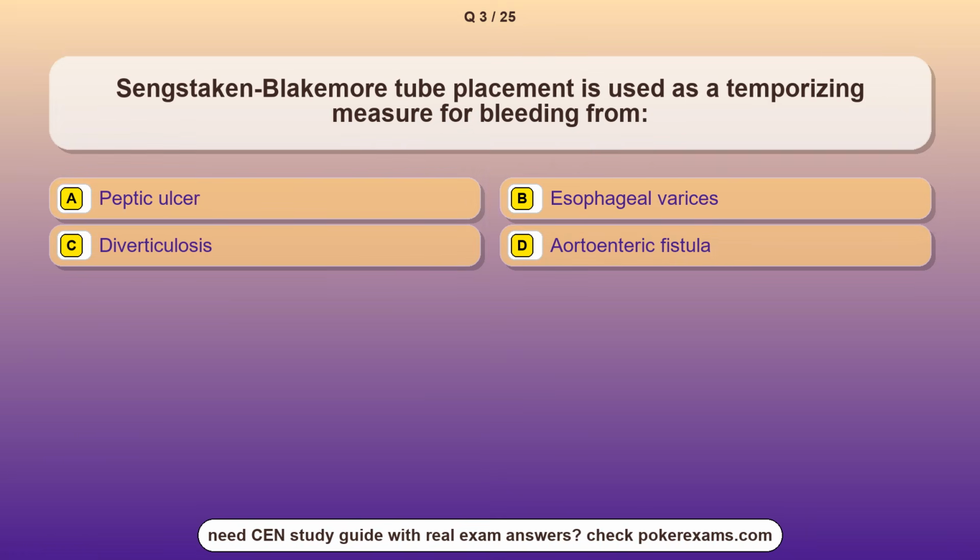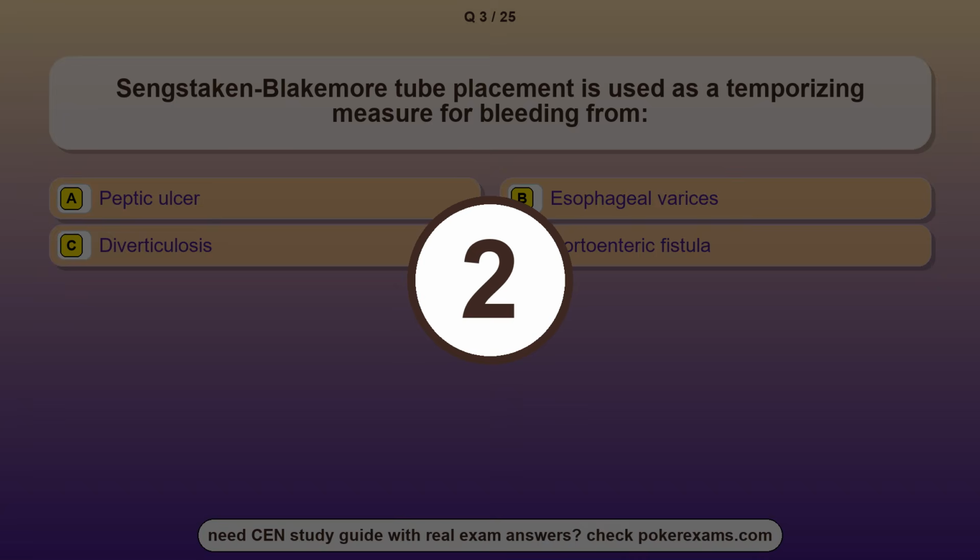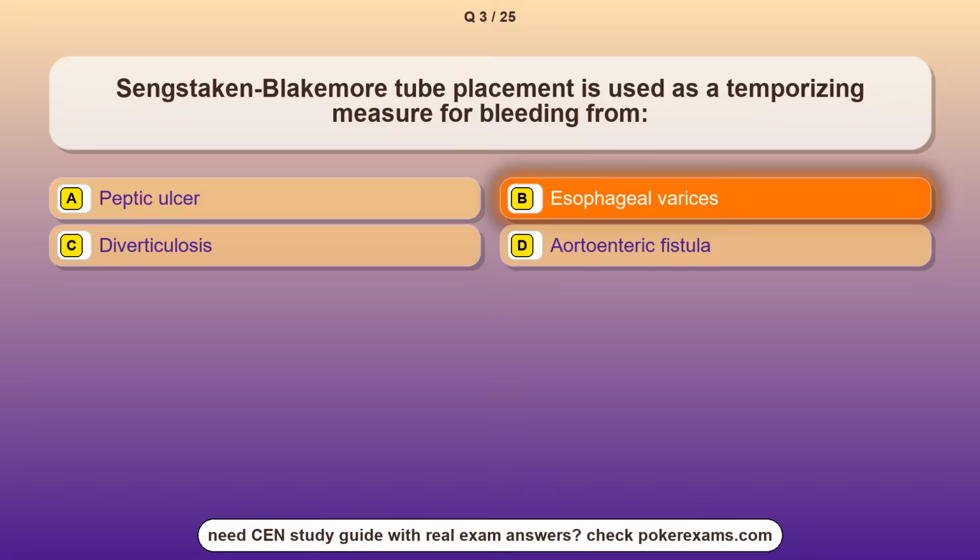Question 3. Sengstaken-Blakemore tube placement is used as a temporizing measure for bleeding from Option A, peptic ulcer. Option B, esophageal varices. Option C, diverticulosis. Option D, aortoenteric fistula. The correct answer is option B, esophageal varices.